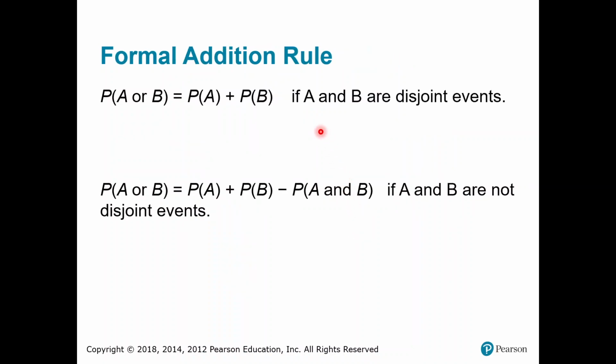It is critical because if events A and B are disjoint, then we have this formula: P of A or B equals P of A plus P of B. If A and B are not disjoint, then P of A or B equals P of A plus P of B minus P of A and B. So it is critical that you know whether the events are disjoint or not.